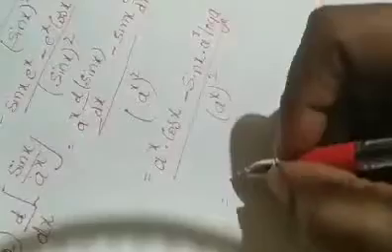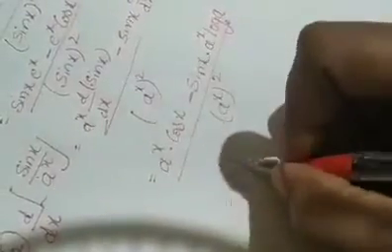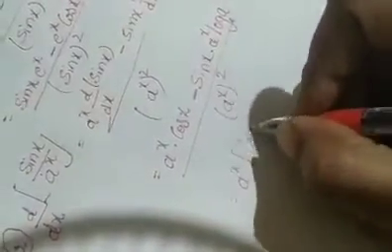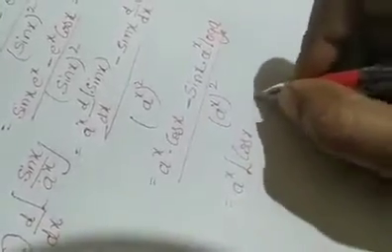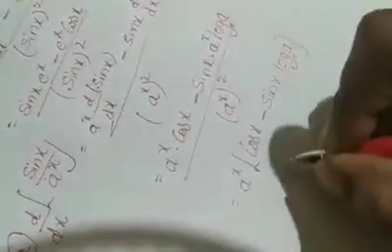Take out a raised to x as common. So the left term is cos x minus sin x into log a to base e divided by a raised to x the whole square, which gets cancelled.